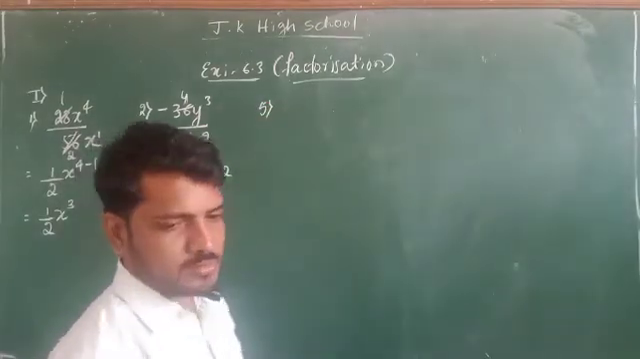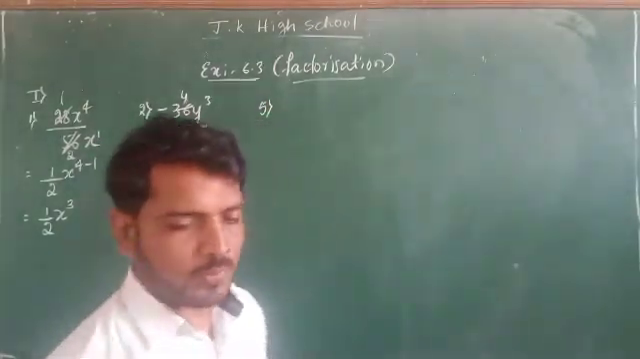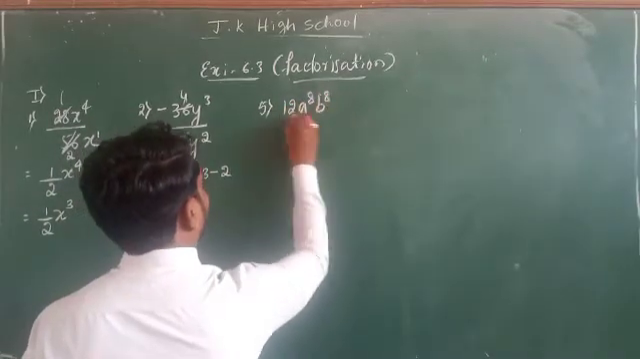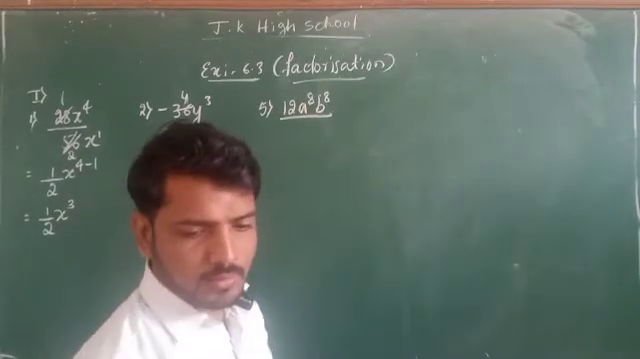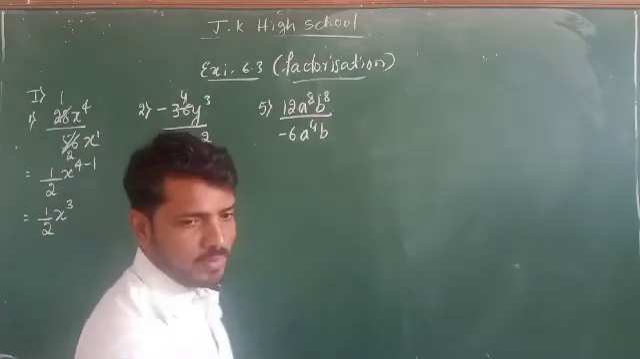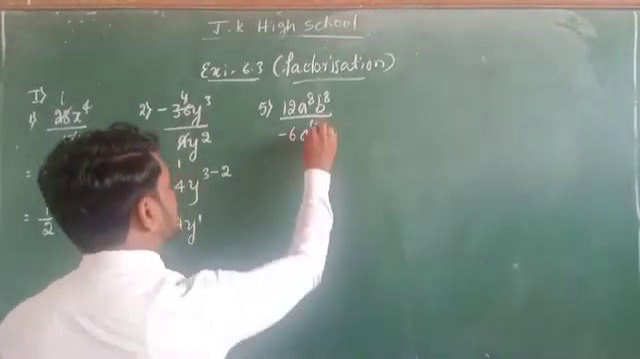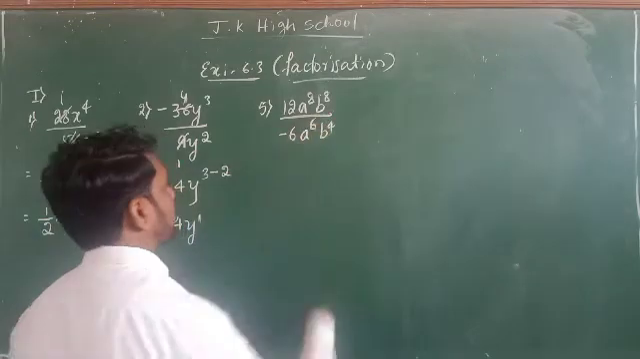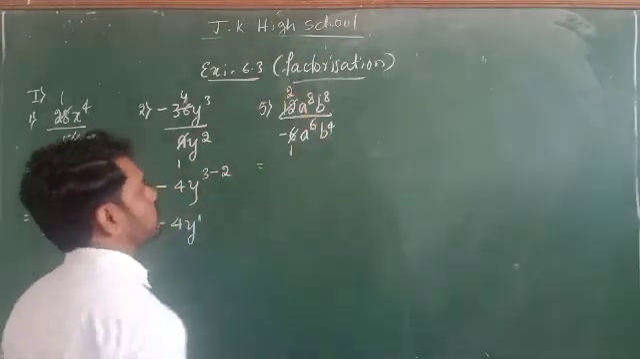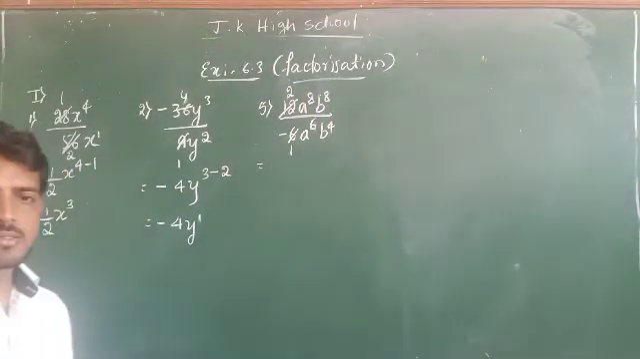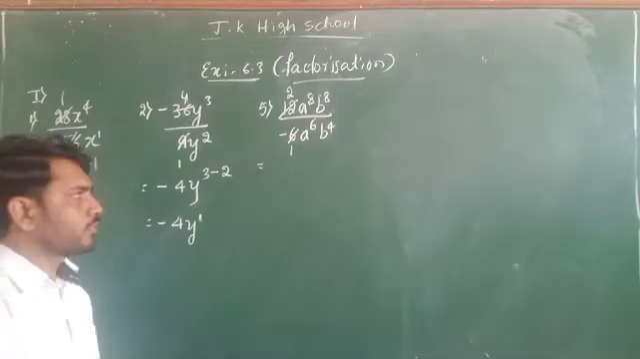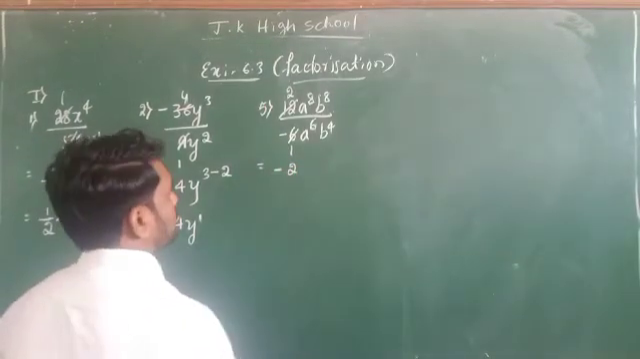Question number 5 is 12 a to the power 8 and b to the power 8 divided by minus 6 a to the power 6 and b to the power 4. How to solve? First, 6 ones are 6, 6 twos are 12. So we have cancelled the constants using the same table. And what is your answer? Minus 2 as it is.